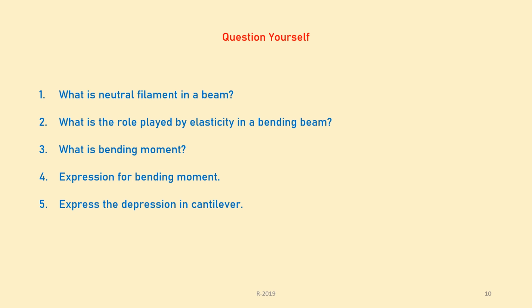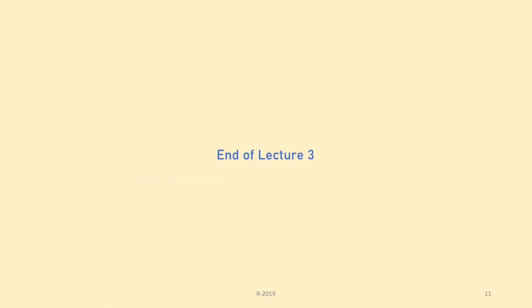So students, this is the end of our lecture 3. As usual, at the end of our lecture, we are used to answering some questions. You should be in a position to answer: what is the neutral filament in a beam, what is the role played by elasticity in a bending beam, what is bending moment, and how do you derive the expression for bending moment. And finally, we concluded our lecture with the expression for depression in a cantilever. Thank you.